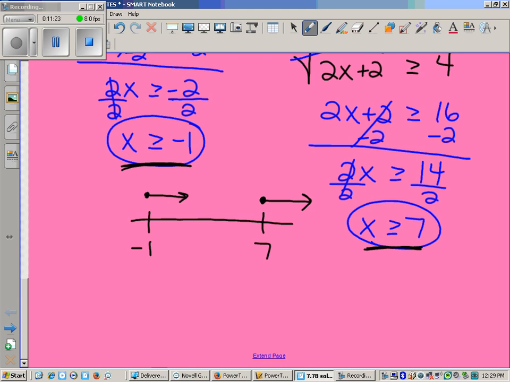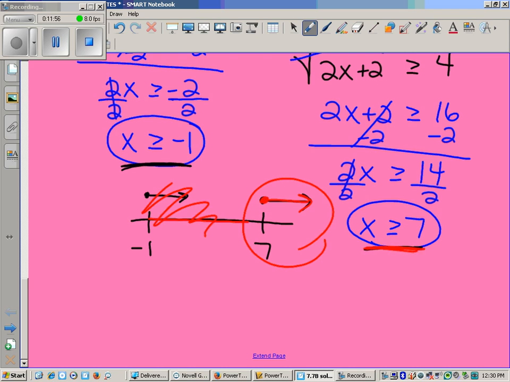And why is that? Well, this is saying that in order for my problem to work, x has to be greater than or equal to -1. But it's also saying in order for this equation to work, x has to be greater than 7. Well, it can't be greater than 7 and greater than -1 at the same time. So what are the only answers that are going to work all the time? Isn't it going to be this piece of the graph?